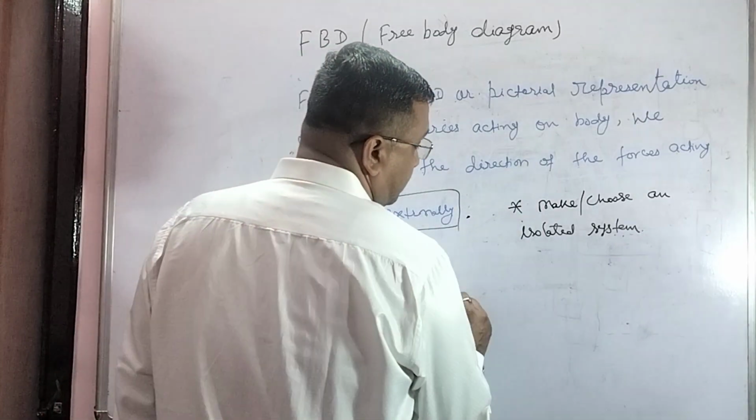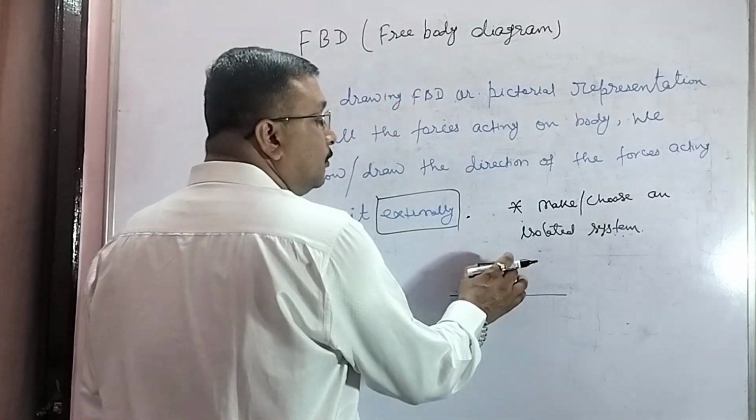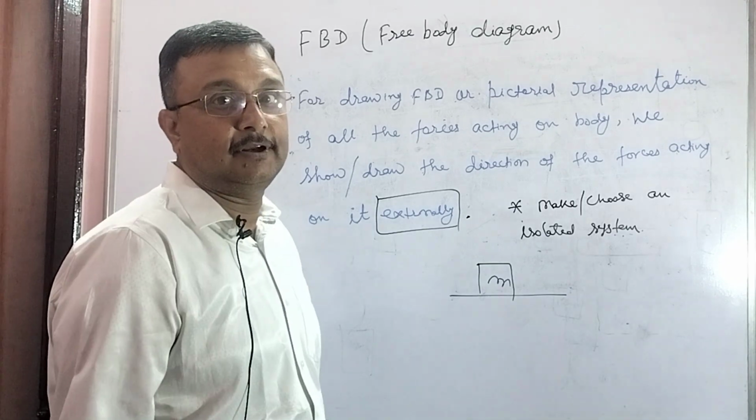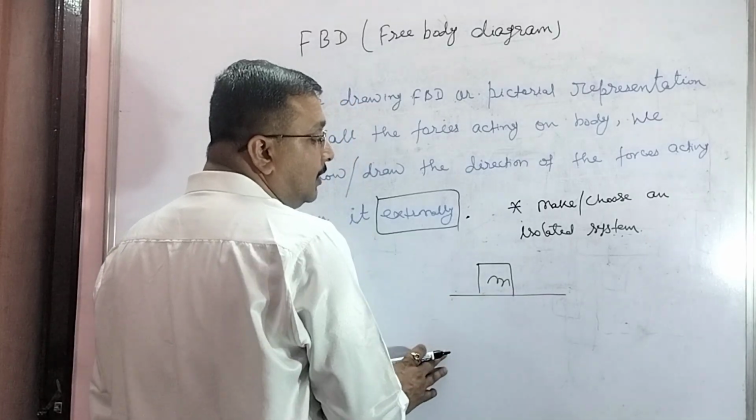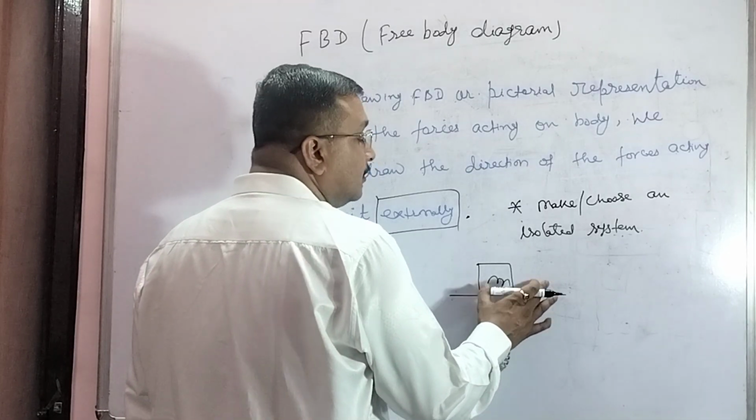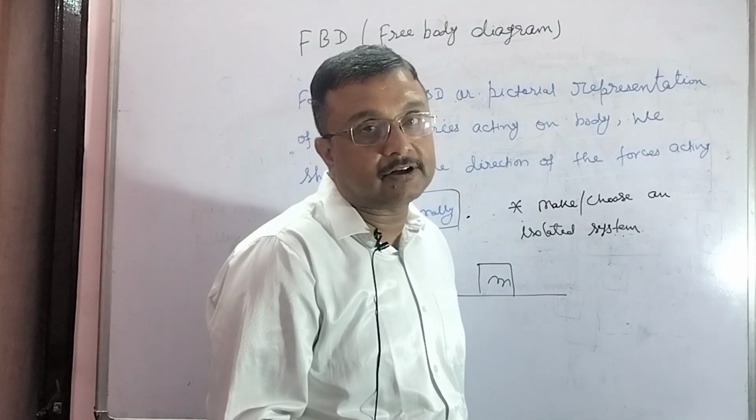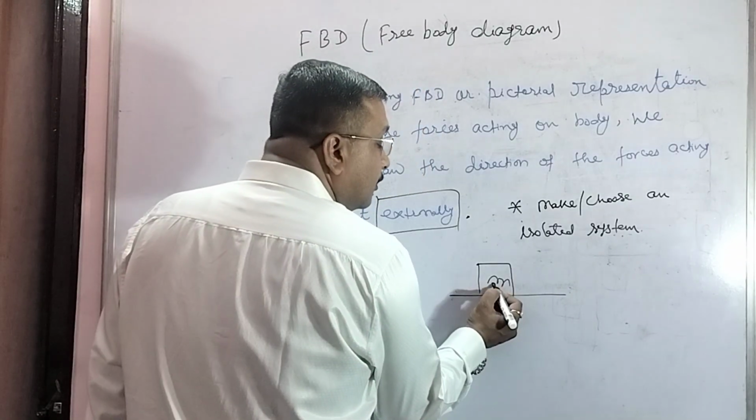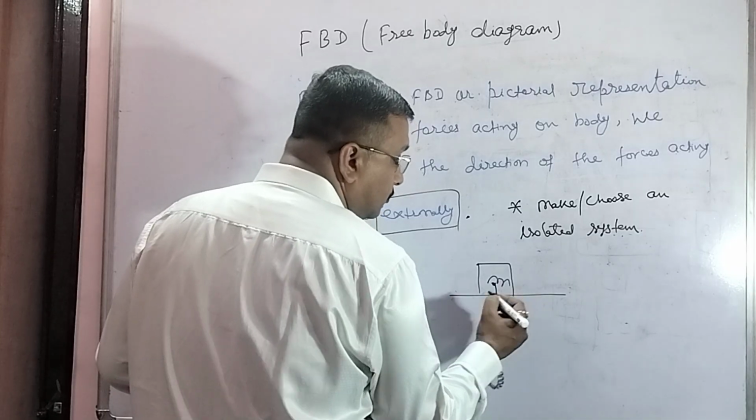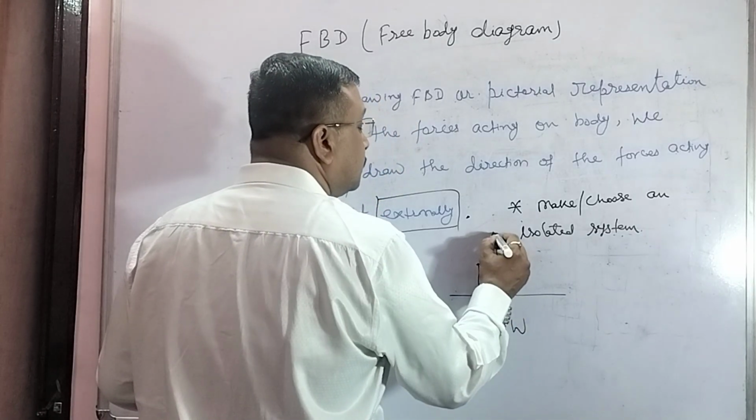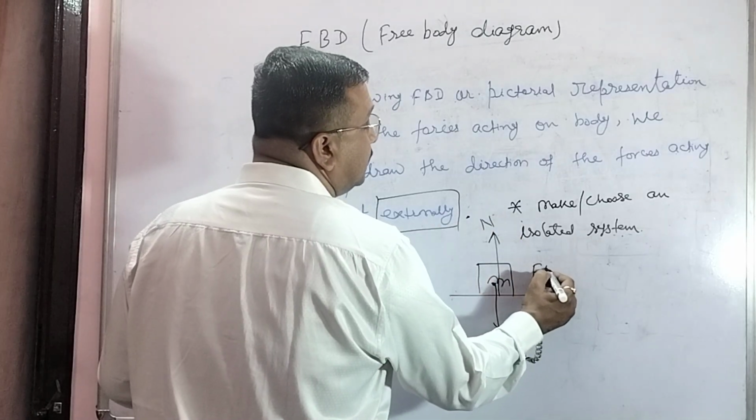For example, when we are talking about this block M, suppose this is isolated. We have to consider that. So when this is isolated, this surface will also become external. Gravity, Earth is also external for it. So the force due to Earth or gravitational force will be in downward direction, and the normal reaction force will be in upward direction. And what we have drawn is known as FBD.